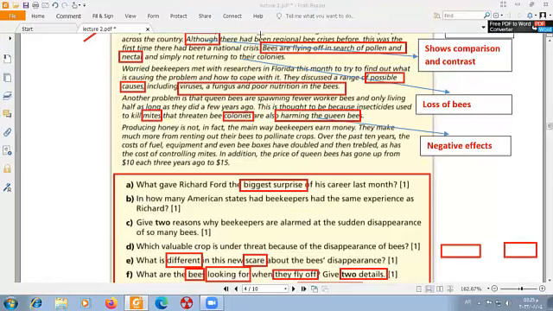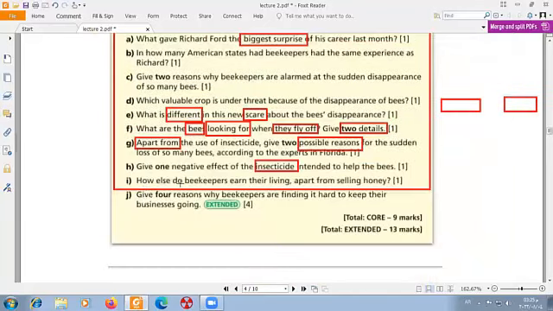Yes. Yeah, and we already finished, Osama. Just five more minutes, inshallah. For the last question, how else do beekeepers earn their living apart from selling honey? Farah?